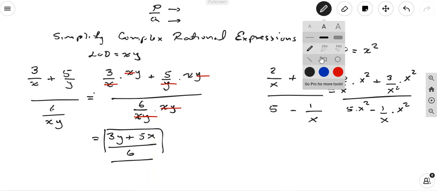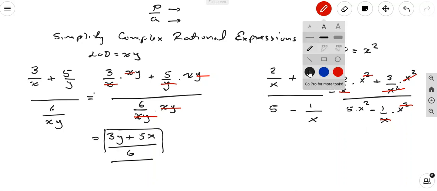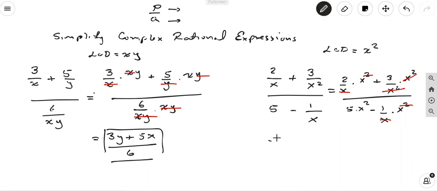Now it's time to simplify. You will simplify this x over here with one of the x's of the x squared, so you still have one x. You simplify the x squared with the x squared here. You will simplify then this x with one of the x's of the x squared. And then you get the following expression. You get 2x plus 3 over 5x squared minus 1 times x, that is x.